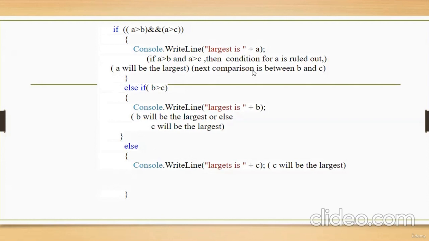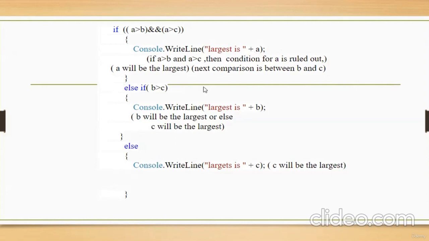The next comparison relies on B and C, and that will happen in the else if part of the statement. So this is a combination of if and else if, a syntactic structure for the if-else statement. If both halves are true, then the first half of the if-else will be executed. That means A will be displayed.